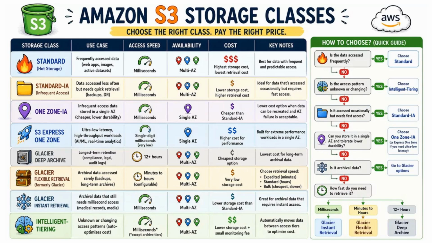Now, the cold storage classes. First, Glacier Deep Archive, the cheapest option for long-term, rarely accessed data. Next, Glacier Flexible Retrieval, very cheap storage, but retrieval takes minutes to hours. Then, Glacier Instant Retrieval, archive data, but still access it instantly when needed, though retrieval cost is higher. And finally, Intelligent Tiering. Not sure how often data will be used? It automatically moves data based on usage patterns.